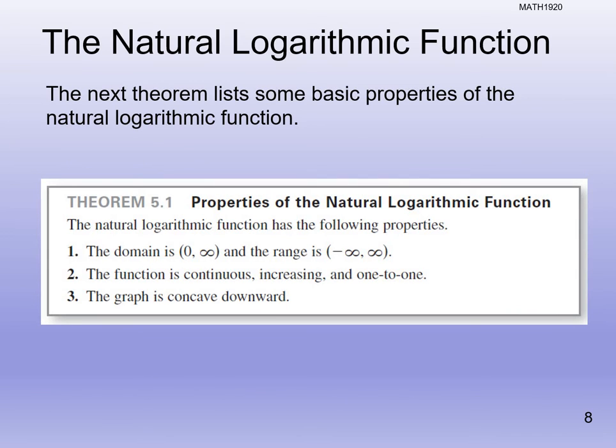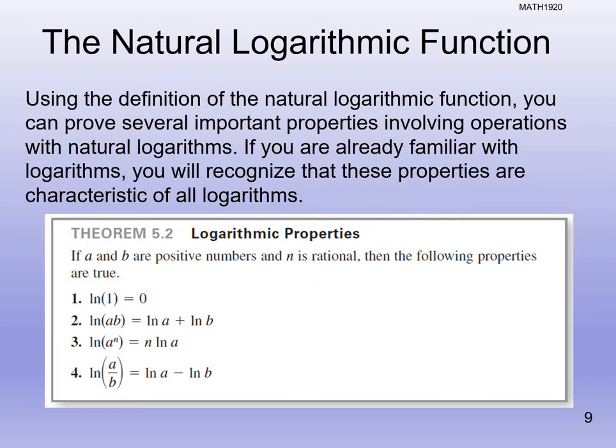So, basic properties of natural logs. The domain is from 0 to infinity, and the range is from negative infinity to positive infinity. So we will not have any negative inputs for natural logs. The function itself is continuous, it's increasing, and it is one-to-one: one x in, one y out. And the graph is concave downward on its domain.